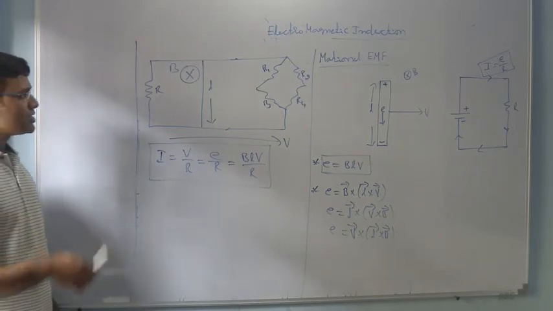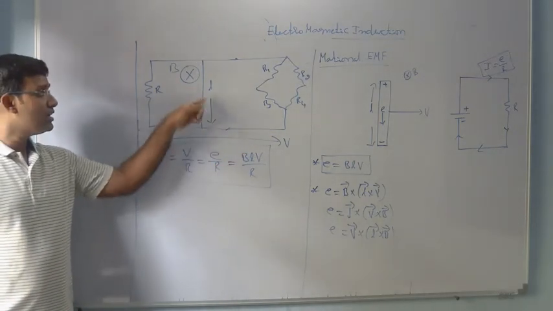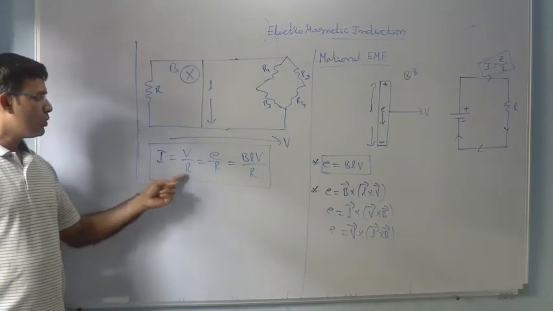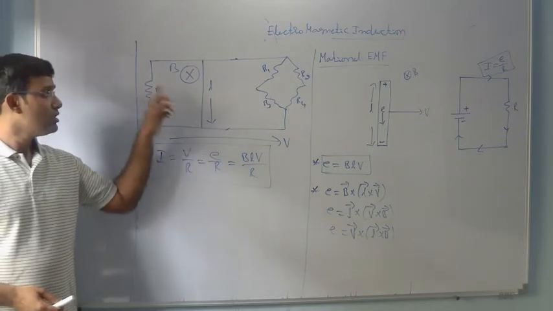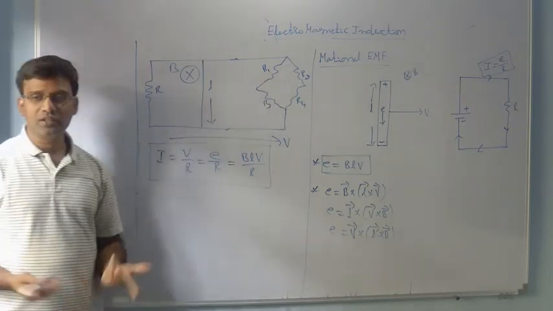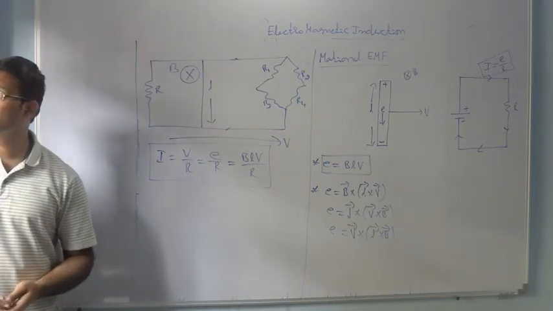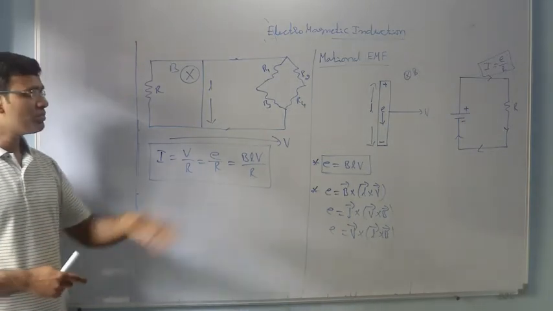So in this case, what is B? The applied magnetic field. What is L? The length of this one. What is V? The velocity. Okay, that's all. What is R, the resistance? How many resistors? If there were only one resistor you could just take that. There are 1, 2, 3, 4, 5 resistors. How can you take the effective resistance of this one? It is a Wheatstone bridge, you can solve it.